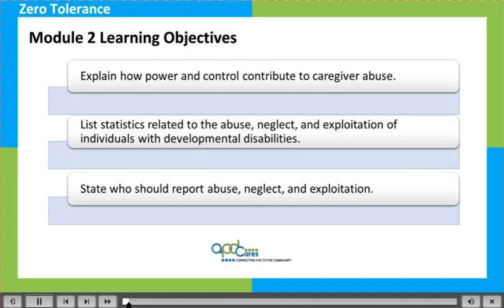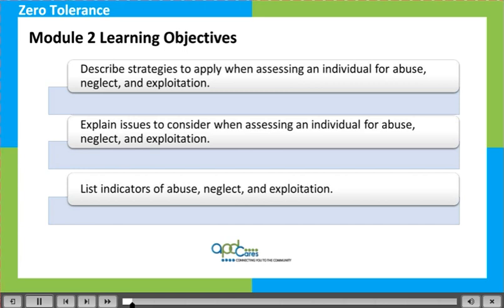At the end of Module 2, you should be able to explain how power and control contribute to caregiver abuse. List statistics related to the abuse, neglect, and exploitation of individuals with developmental disabilities. State who should report abuse, neglect, and exploitation. At the end of this module, you should also be able to describe strategies to apply when assessing an individual for abuse, neglect, and exploitation.